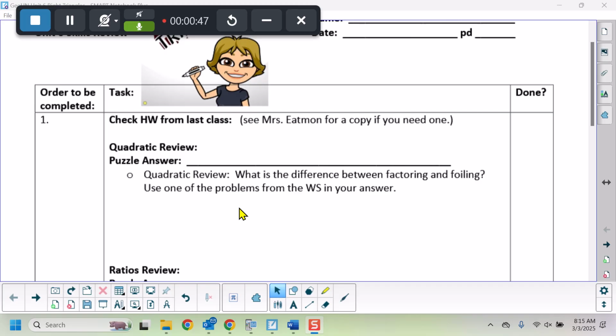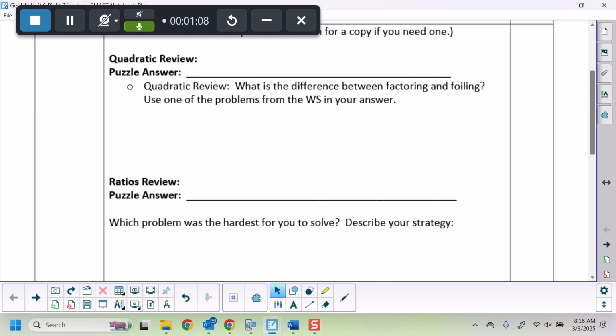All right, so there was a quadratic and a ratios review. The quadratic is really a pretty cool thing, and Carl and I were talking about it this morning because it's talking about the relationship between FOILing and factoring, and I think that that's kind of cool.